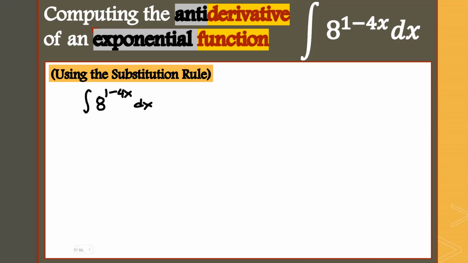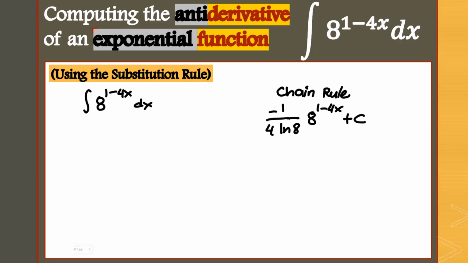By the way, the result for the chain rule is -1/4 times the natural logarithm of your base 8 times 8 to the power of 1 minus 4x plus c. We're listing it here so that we'll be able to compare later on the result for this item using the chain rule and the substitution rule for this video.